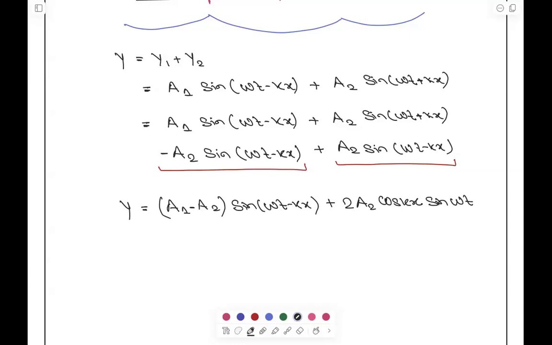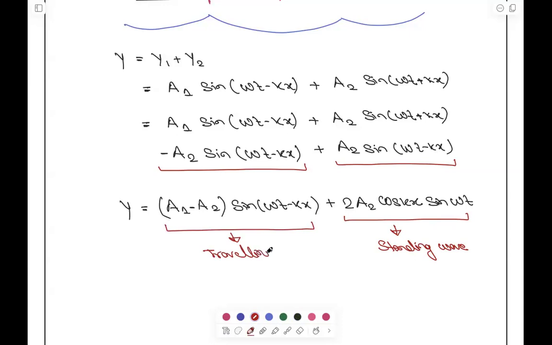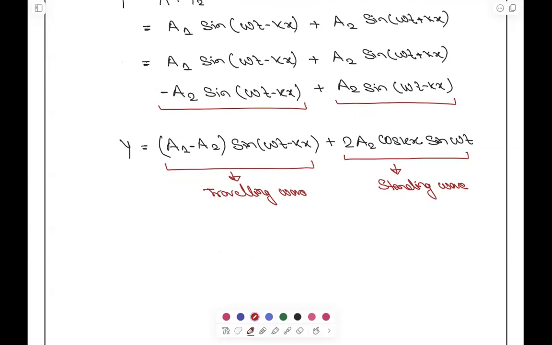So you have to understand here that this part is giving you the standing wave, and this part is your traveling wave. Because it's a partial standing wave, that means a few portions will be traveling wave and a few portions will be standing wave. I hope you have understood the thing.